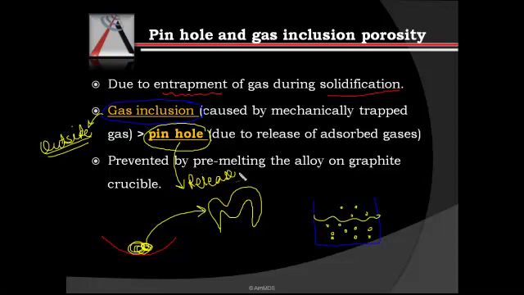So all this can be prevented by pre-melting the alloy on a graphite crucible, and this graphite crucible helps to reduce the formation of this kind of pinhole or gas inclusion porosities.